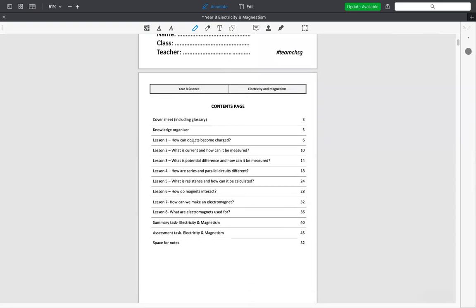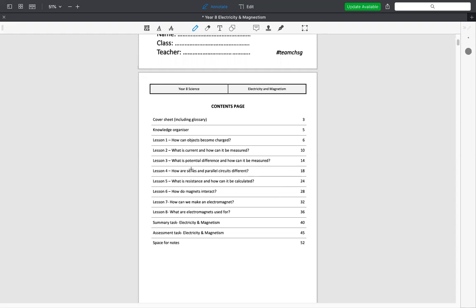Lesson 1, we're going to look at charge and how objects become charged. Lesson 2, looking at current and how we can measure current. Lesson 3 is looking at what potential difference is and how it can be measured. In lesson 4, we'll look at series and parallel circuits.